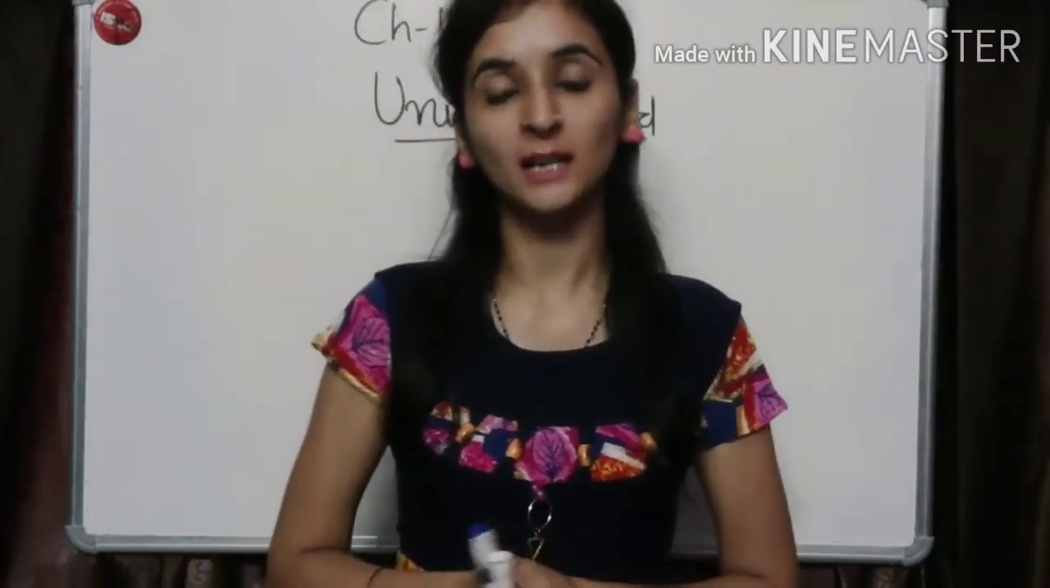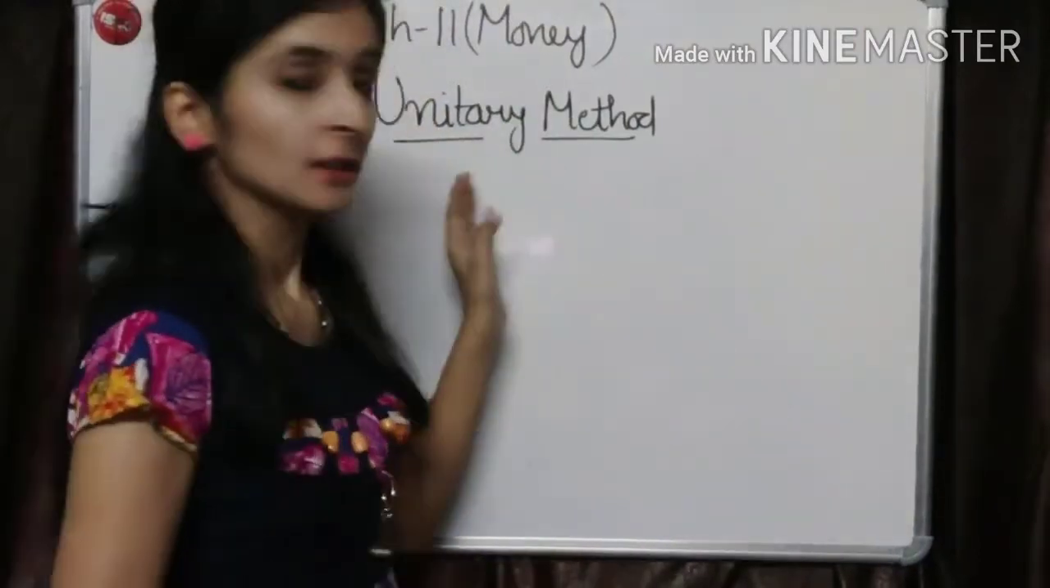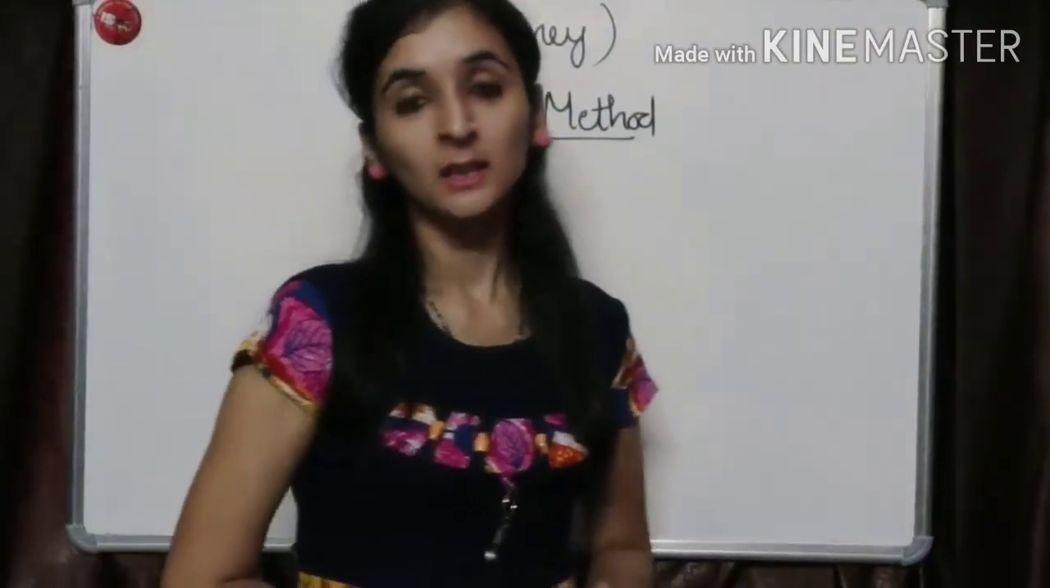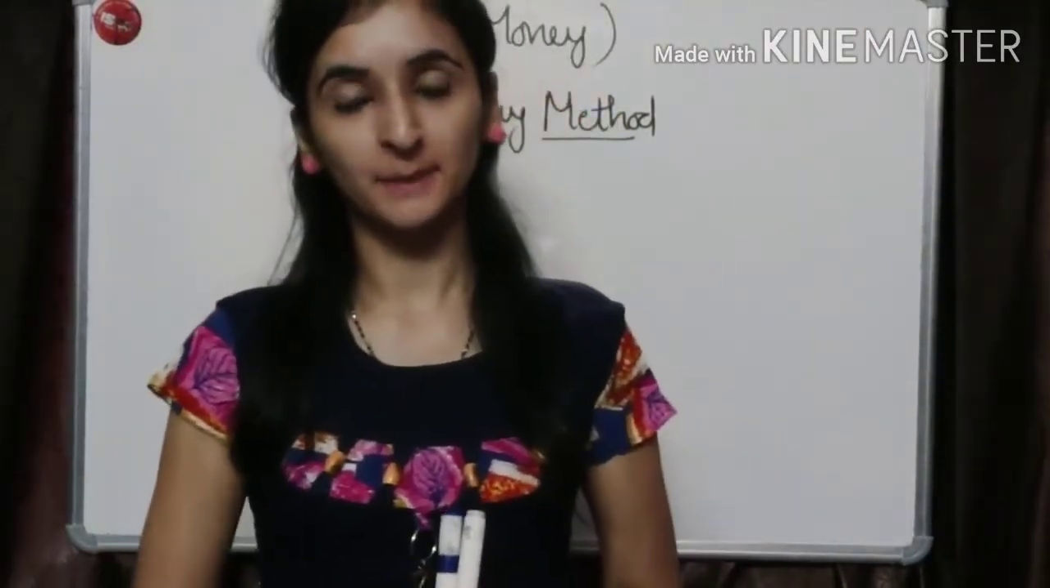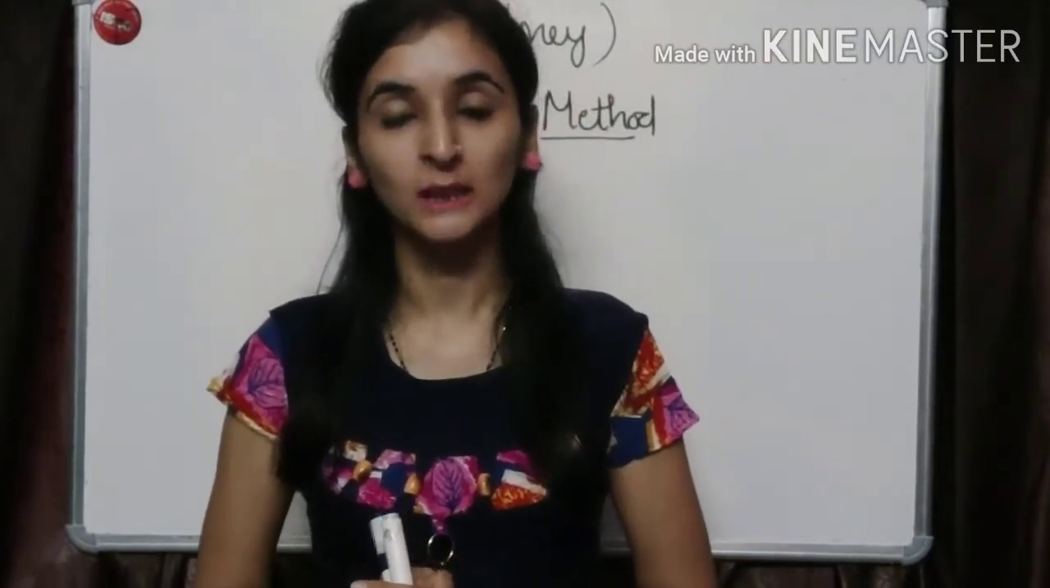Now we have to start with the new chapter, that is chapter 11, money. Okay, we have already done this chapter in our 4th standard and in our 3rd standard also. So I hope the concept of money for converting paise to rupees and rupees to paise is clear to you all. And along with that, making a bill, that is also clear to you.